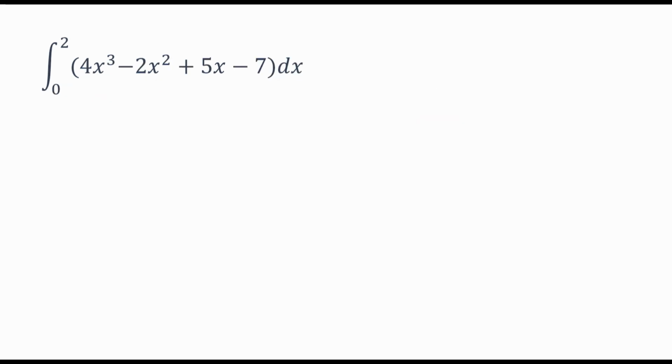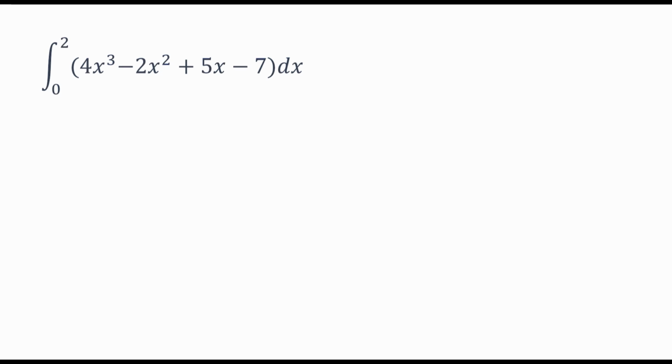All right, so this is going to be our last example for this video. If you want, go ahead and pause the video so that you can try this one on your own to see if you get it correct. In this case, we want to find the integral of 4x cubed minus 2x squared plus 5x minus 7 with respect to x, and the lower bound is 0 and the upper bound is 2.